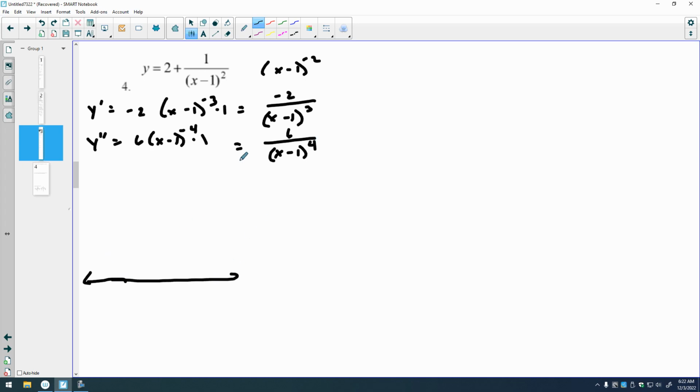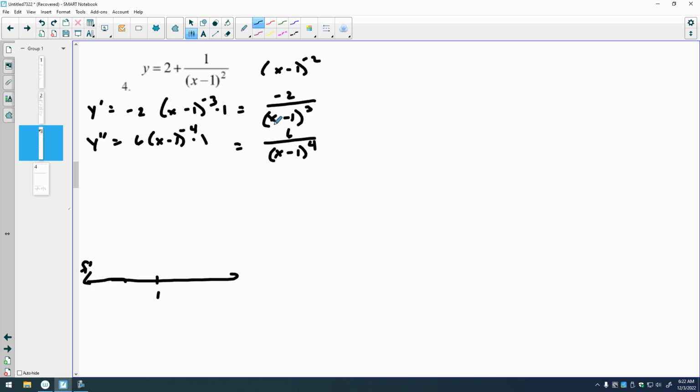Critical values. X equals 1 makes this undefined, and there's nothing that makes it 0. So x equals 1 is a critical value. Once again, 1 is my only critical value, and it's the same for the y prime and y double prime.